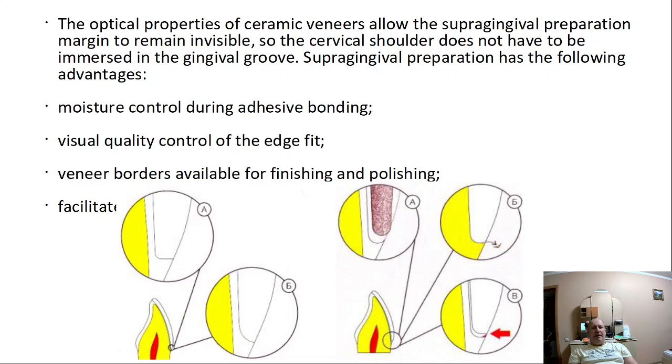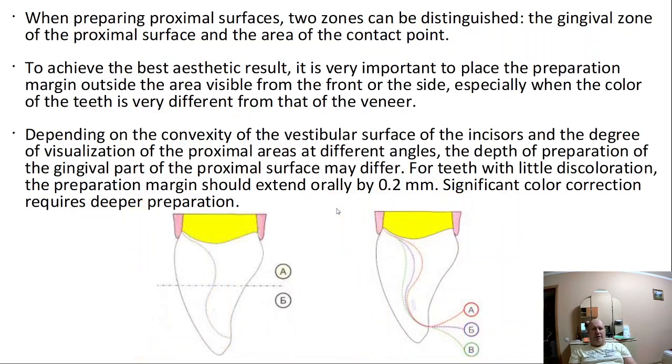Next one. You can see the preparation borders, the preparation also your ledge, how you form it. You can read it. And when preparing proximal surfaces, two zones can be distinguished: the gingival zone of the proximal surface and the area of the contact point. To achieve the best aesthetic result, it's very important to place preparation margin outside the area visible from the front of the side, especially when the color of the teeth is very different from that of the veneer.